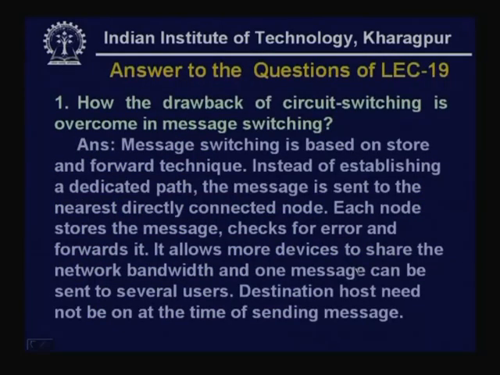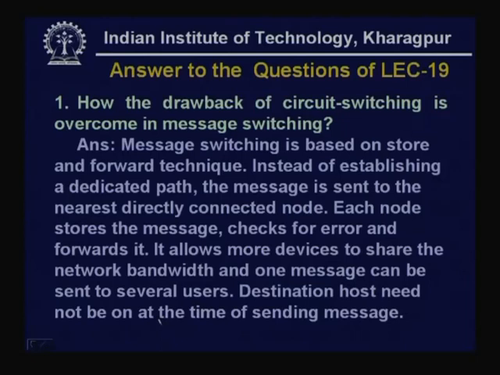Now, it is time to give the answers to the questions of lecture number 19, the previous lecture. First question was how the drawback of circuit switching is overcome in message switching. The answer is message switching is based on the store and forward technique. Instead of establishing a dedicated path, the message is sent to the nearest directly connected node. Each node stores the message, checks for error and forwards it. It allows more devices to share the network bandwidth, and one message can be sent to several users.